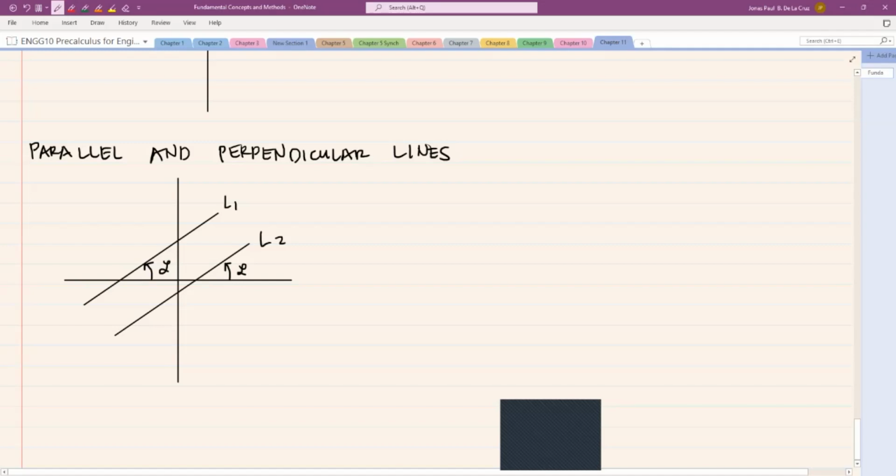So in this case, the slope of the first line is equal to the slope of the second line. So for parallel lines, ang symbol natin, L1 is parallel to L2, then M1 is equal to M2. So kapag parallel daw yung dalawang linya, their slopes are equal. Okay? Their slopes are equal. Ngayon, how about perpendicular lines?